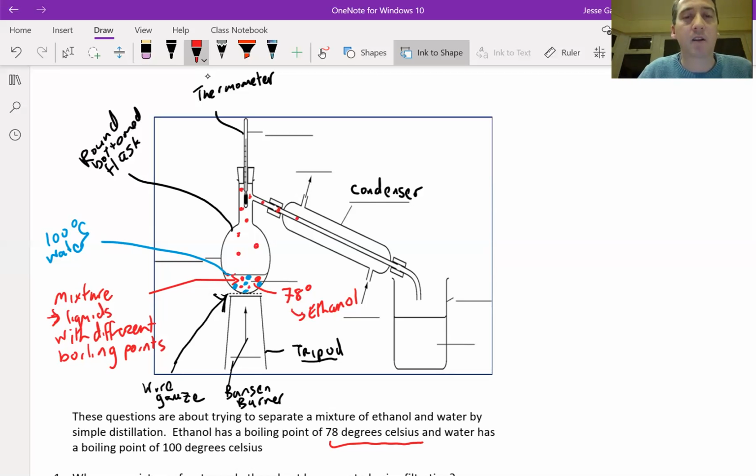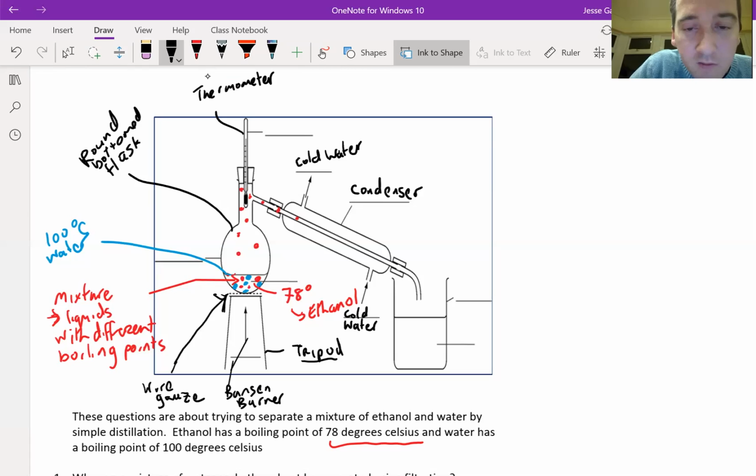There's still gas particles at this stage, but because we have reached 78 degrees, they turn into a vapor. Now, the thing about the condenser is it's got cold water flowing in at the bottom and cold water flowing out at the top.